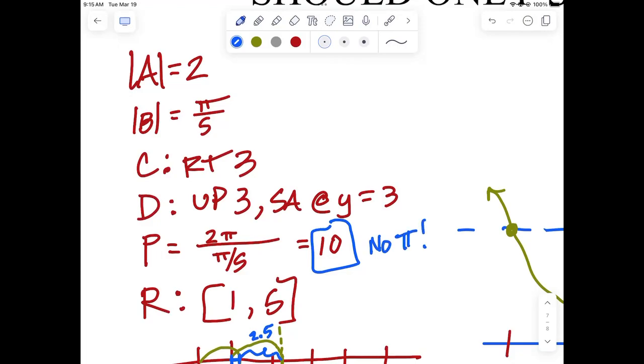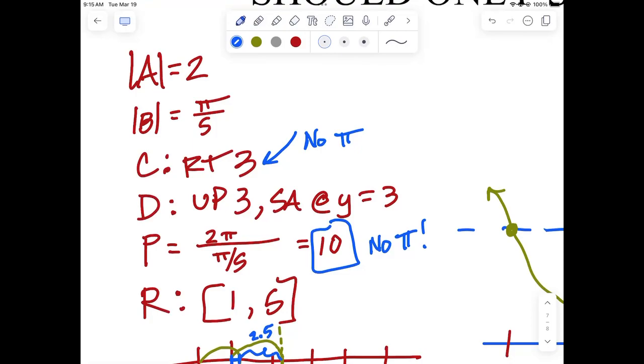There was no pi in the period, right? It divided out, so we had a nice integer. And then our shift also had no pi in it. In this class, even though it's an honors class, if you don't have pi in your period, I'm not going to have pi in the shift. If you have pi in the period, you will have pi in the shift. Okay, it makes it relatively easy.